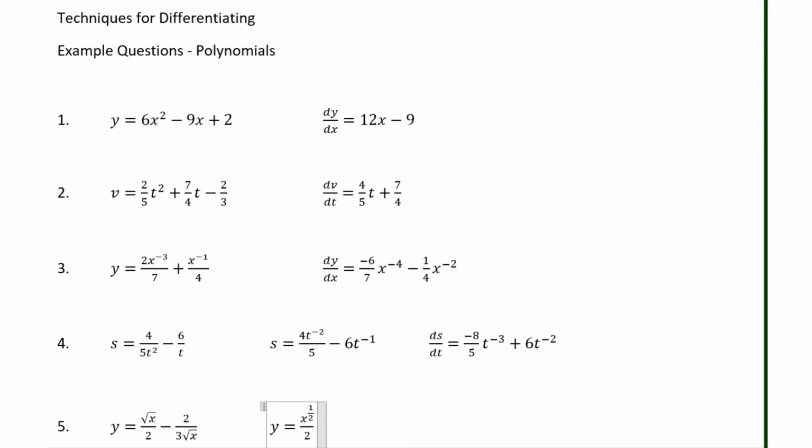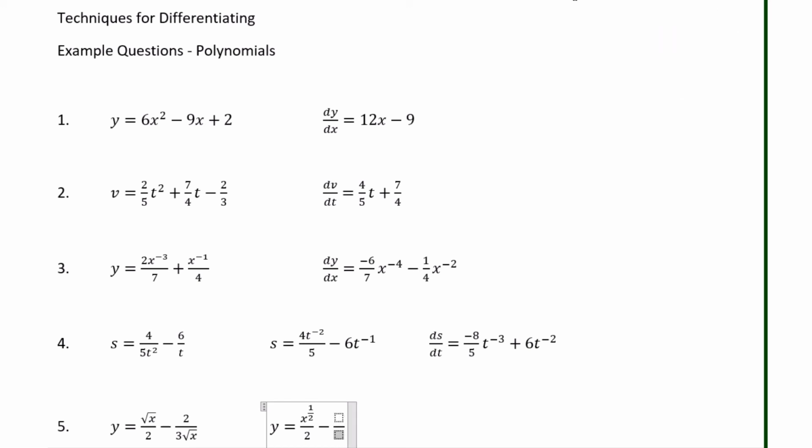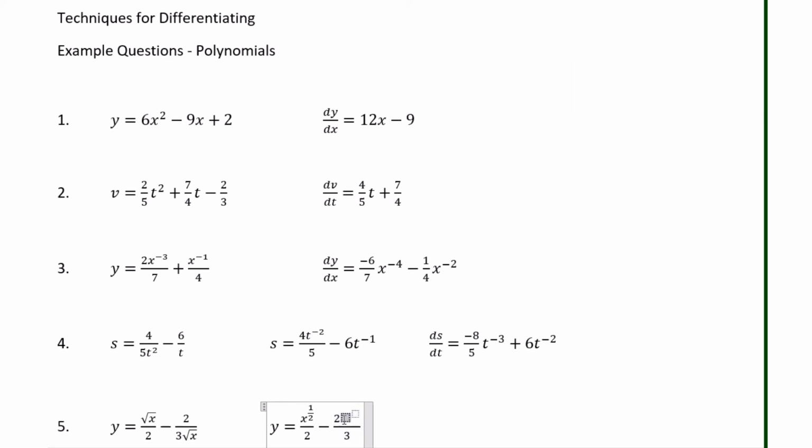And then we look at the second term, and again I'm going to move the x to the half on the bottom onto the top. So the numbers stay the same, it's 2 and 3. And the x is now x to the minus a half because we moved it to the top. So it should be like that.